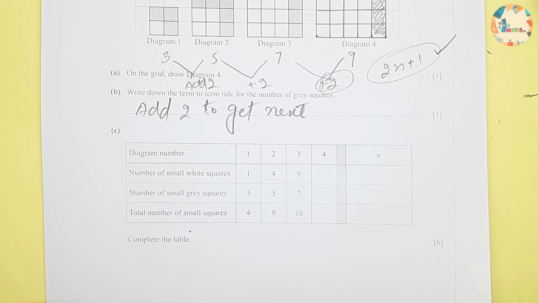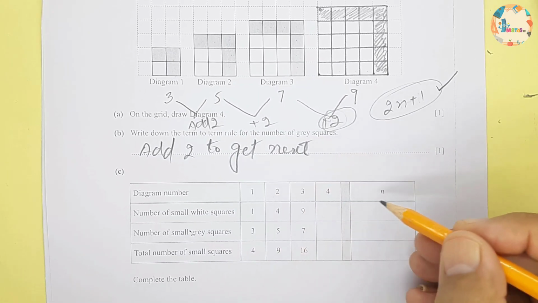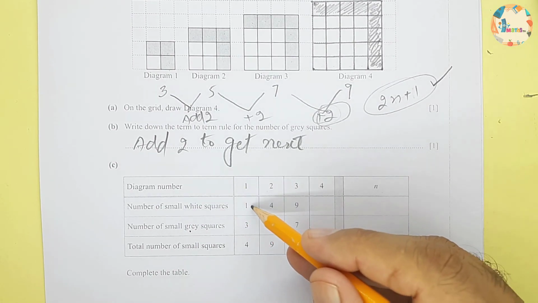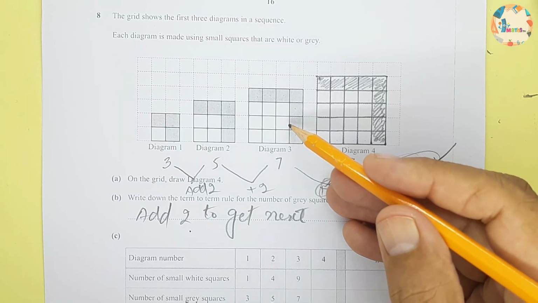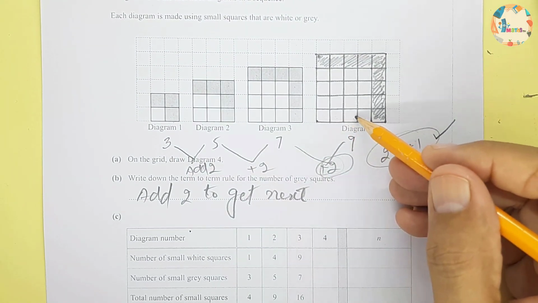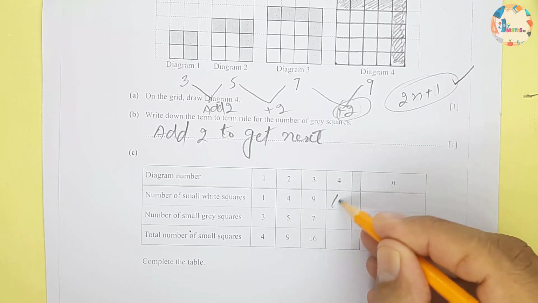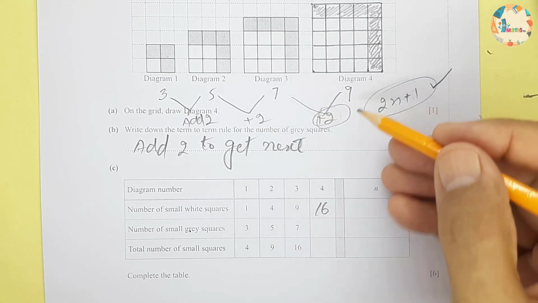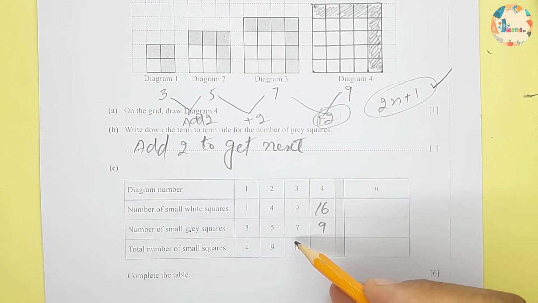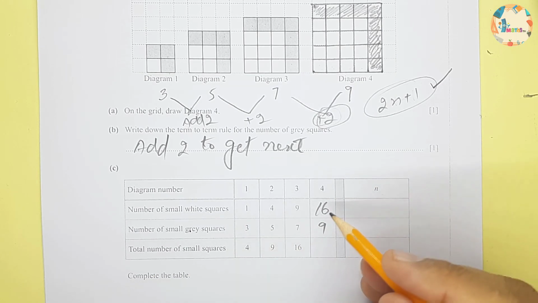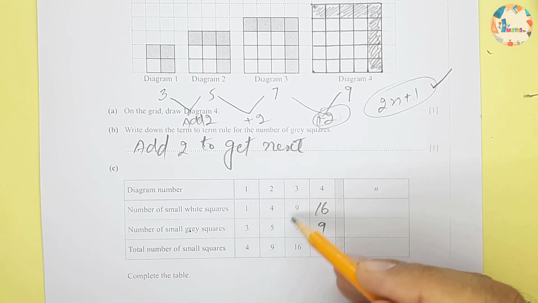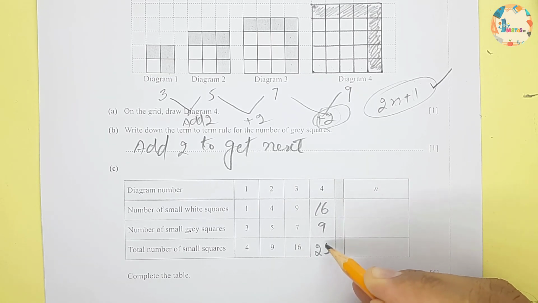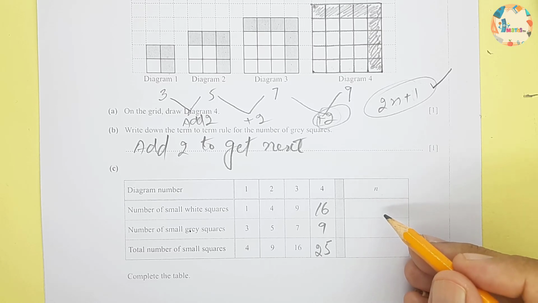Part C: diagrams 1, 2, 3, 4 show the number of small white squares. This one has 1, this has 4, then 9, and this will be 16. And the number of small gray squares is 3, 5, 7, and as we have checked, this is 9. For the total number of small squares, adding these two results in 25.